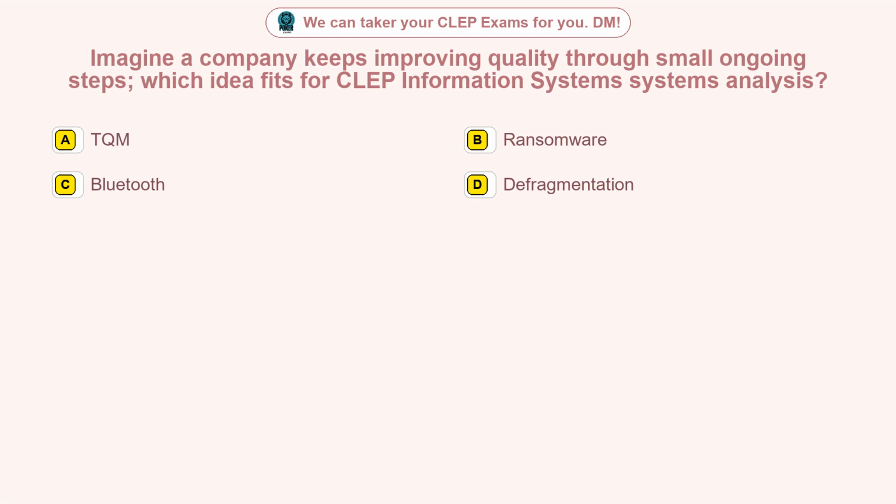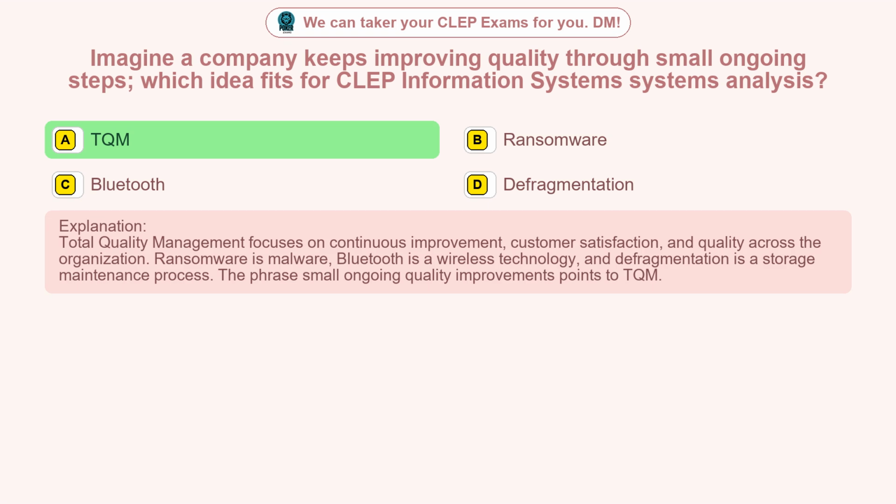Question 18. Imagine a company keeps improving quality through small ongoing steps. Which idea fits for CLEP Information Systems analysis? Option A, TQM. Option B, Ransomware. Option C, Bluetooth. Option D, Defragmentation. The correct answer is option A, TQM. Total quality management focuses on continuous improvement, customer satisfaction, and quality across the organization. Ransomware is malware, Bluetooth is a wireless technology, and defragmentation is a storage maintenance process. The phrase small ongoing quality improvements points to TQM.